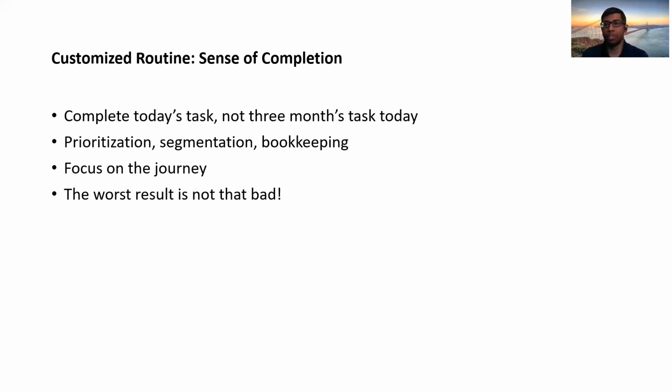A three-step approach always has helped me. It's called prioritization, segmentation into manageable tasks, and extreme bookkeeping. Prioritization means you should always do the tasks that are most important first. And segmentation means you should not see the task as a huge pile.